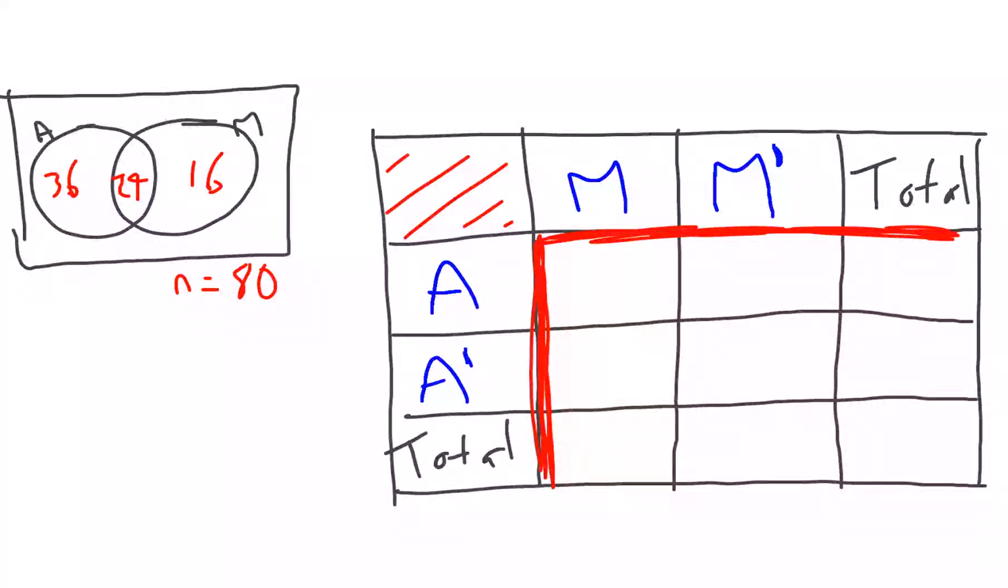Possibly the easiest of our options to put in is those students who do both art and music. You see, this column is yes, they do art, or sorry, that row, and this column is yes, they do music. So, the students who do both art and music are these students here in the art and music overlap. So I'll say, all right, I have 24 students who do art and music.